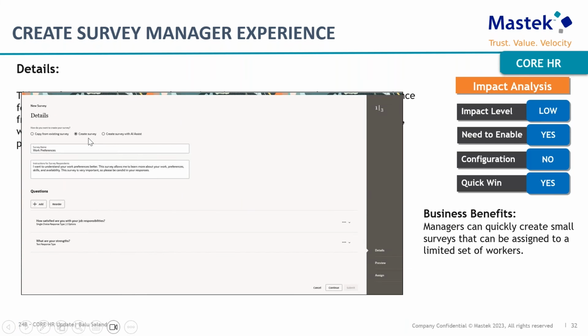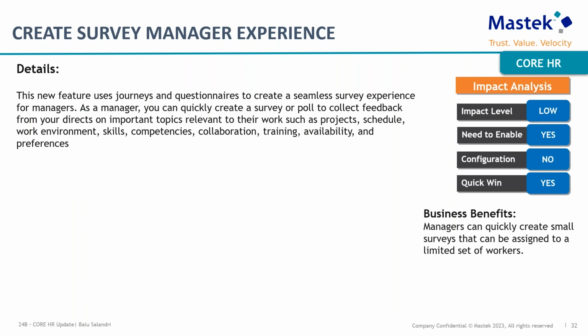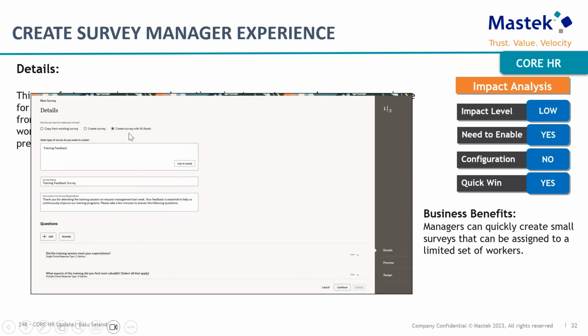or you create a survey from scratch, or you create a survey with the AI assistant. With the AI assistant, you give the details of what type of survey you want, and AI will give you feedback saying this could be the list of questions that can be utilized for it, and the name of the survey can be suggested by AI. And you can also update those details as per your requirement.